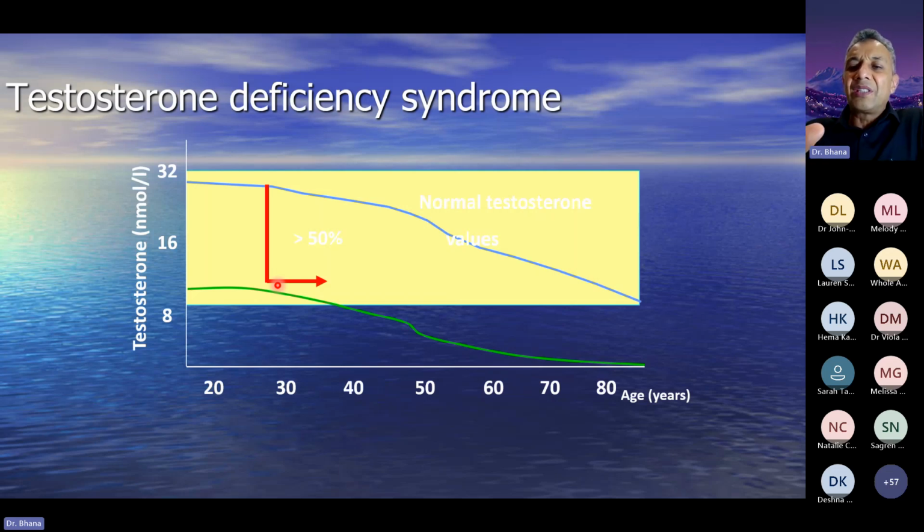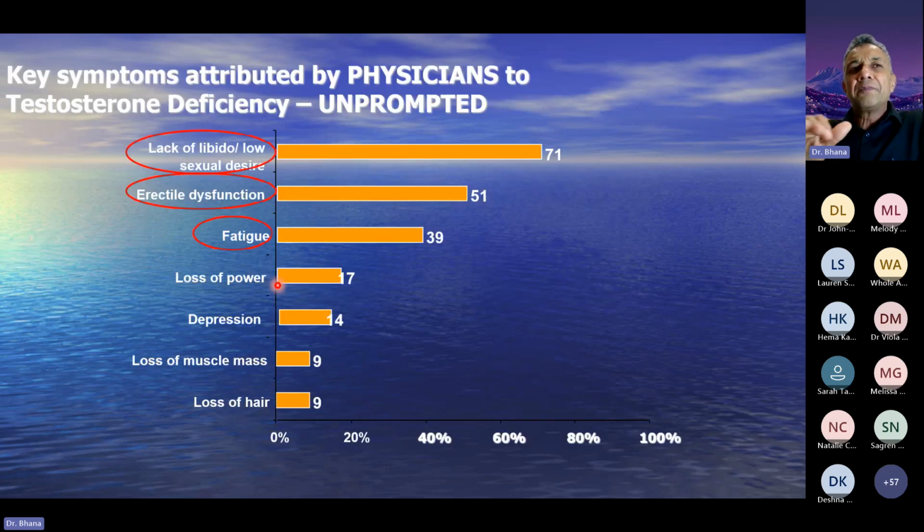We're used to just having certain reference ranges, and anything pliable or that has to be personalized becomes a bit more difficult to apply, because it's difficult to do studies on a moving target that varies from person to person. So we'll touch on reference points in a bit, but there are key symptoms that were attributed by physicians to testosterone deficiency, and these physicians were unprompted.